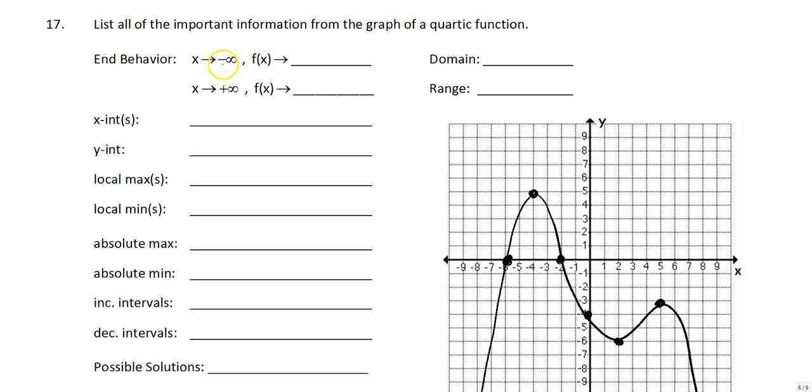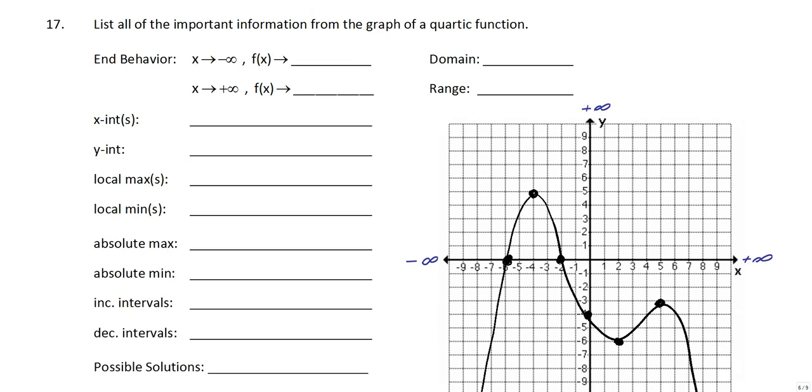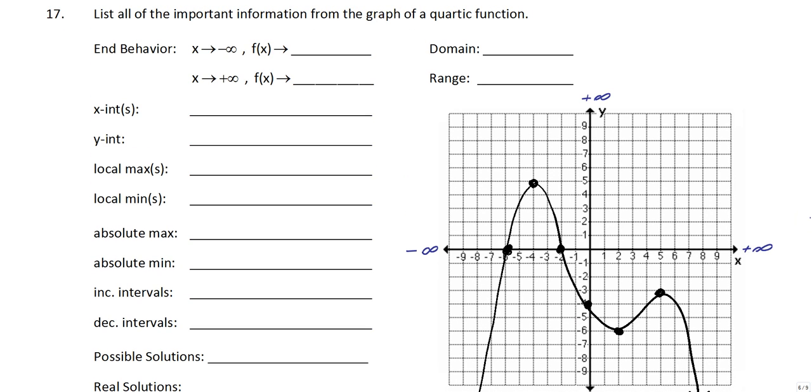End behavior, remember, that means as x goes to negative infinity, which we know that's negative infinity for x. Here's positive infinity for x. Here's positive infinity for y. And down here, of course, is negative infinity for y. So our end behavior, as x goes to negative infinity, it's going down to negative infinity. And as x goes to positive, the graph is still going down, so it's going to be negative infinity for both. Domain, because it goes right and left forever, that's all real numbers.